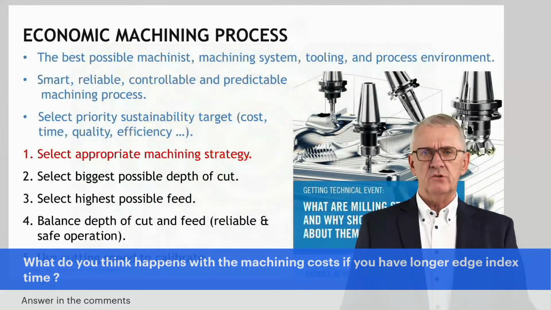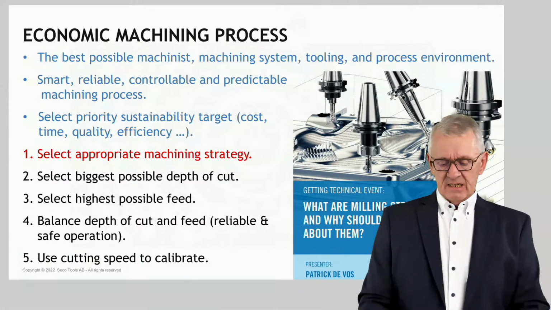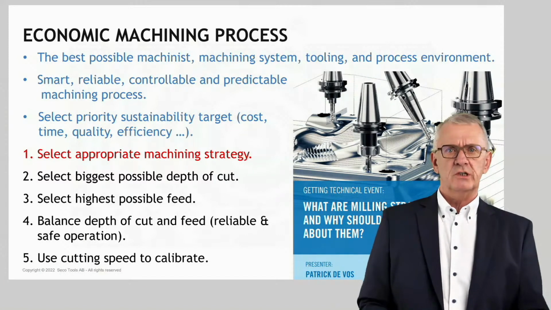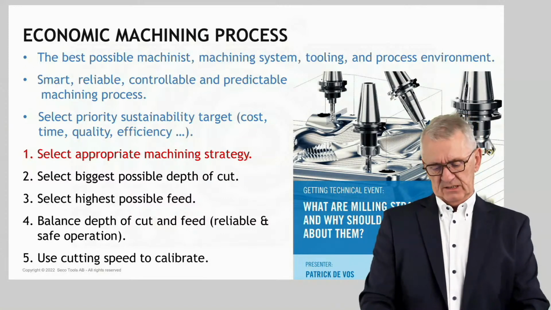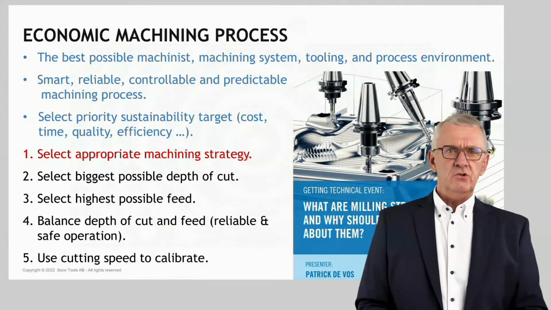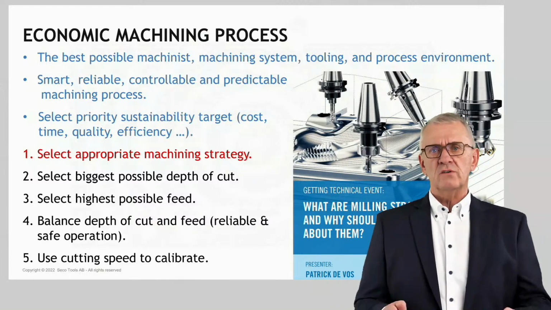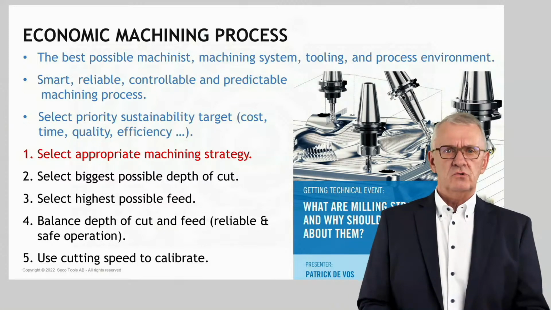If I try to come a bit to a conclusion, economic machining starts with the things you need to have. You need to have the best possible machining expert, machining system, tooling, and process environment. The situation needs to be as favorable as possible. You need to make sure, that's why people are so important, that your machining process is reliable, controllable, predictable. There are not too many butterfly effects going on in the process. You need to be in charge.